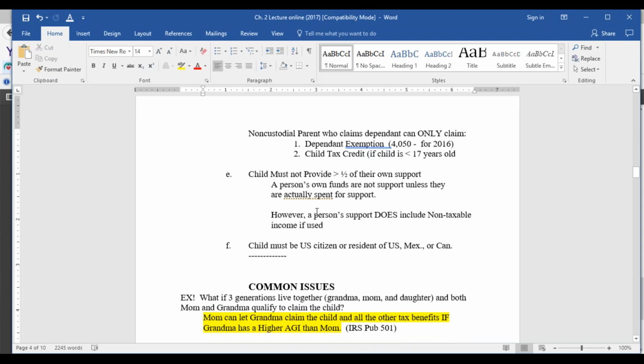A couple of the final rules here for claiming a qualifying child. The child did not support at least over half of their own support. And notice here that one of the rules of the tax law says a person's own support funds are not support unless they actually spend them.